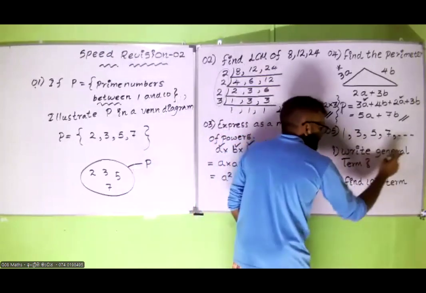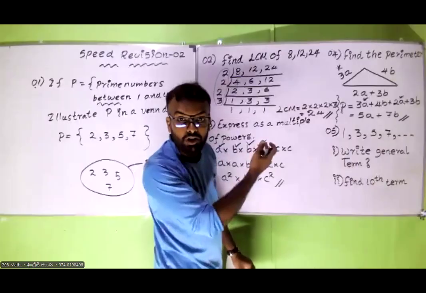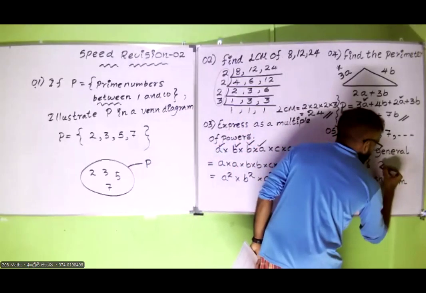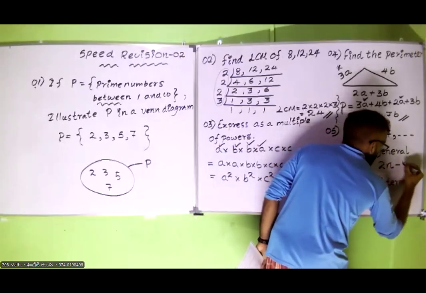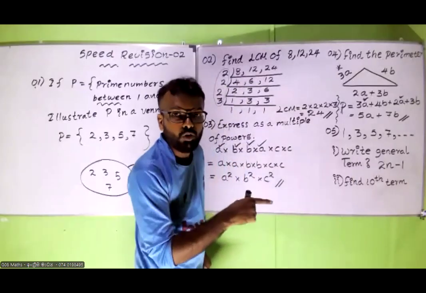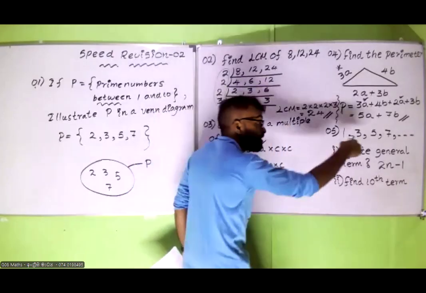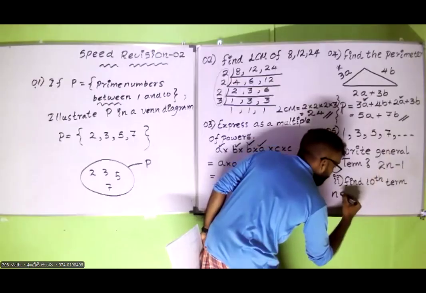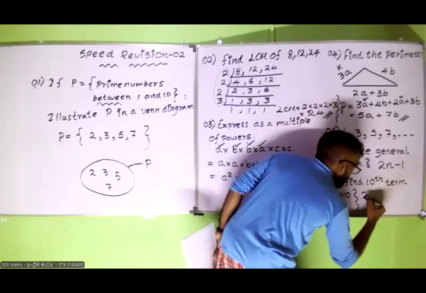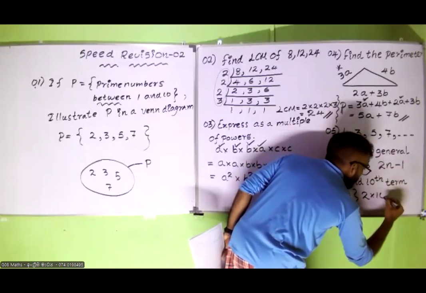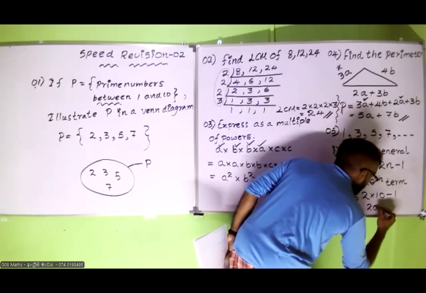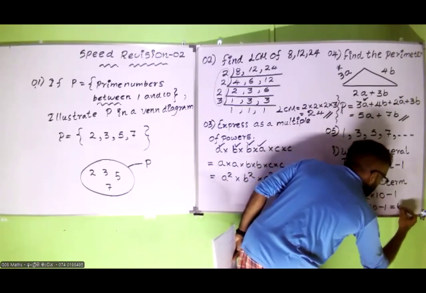Right, okay, so this is the general term. So what is the general term of the odd number pattern? 1, 3, 5, and so on. 2n minus 1. Yes, super. 2n minus 1. That is the general term. If you want to find the 10th term, what are you going to do? You are going to substitute n equals 10 here. 2 times, instead of n, you are going to substitute 10, minus 1. 2 times 10, 20, minus 1, 19. Yes, the answer is 19.